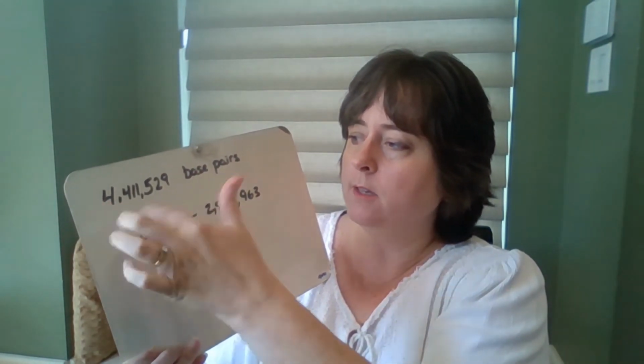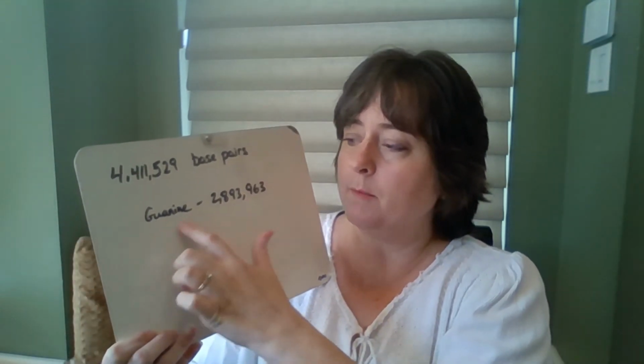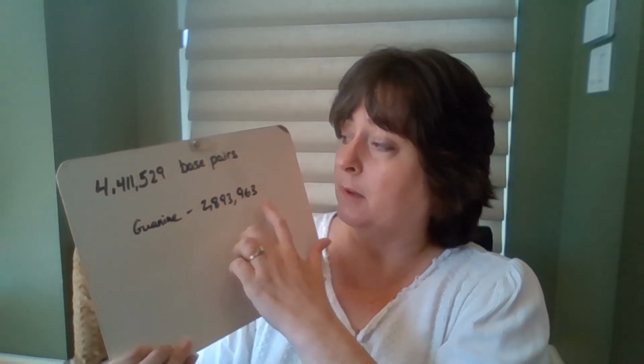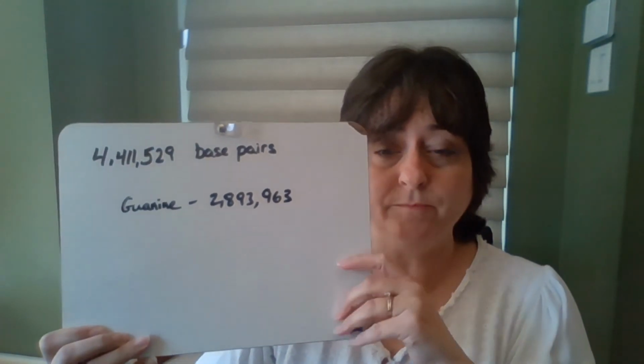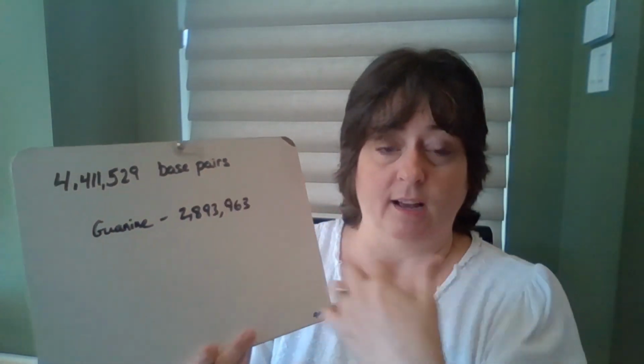We have 4 million blah, blah, blah base pairs. Then it tells you how many bases you have. Guanine is a base, is a nucleotide. So you have 2 million blah, blah, blah of guanine. Okay, so remember guanine is a sock, and these are pairs of socks.